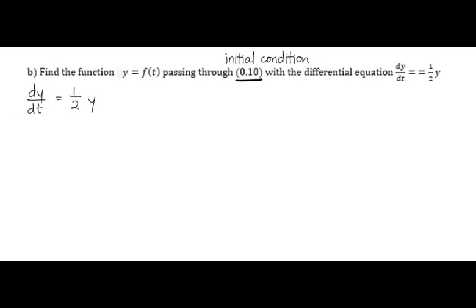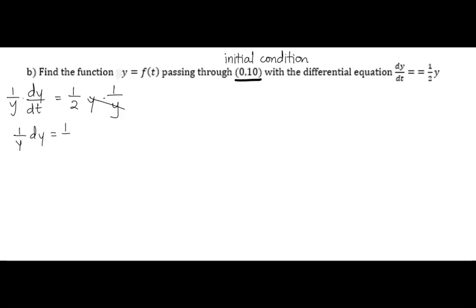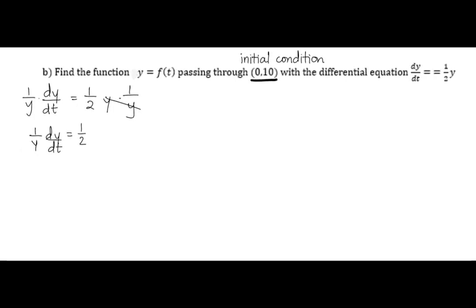So to do that, I'm going to put all my y's on the left side of the equation. I'm going to divide by y on this side, same as multiplying by 1 over y. So right now I have 1 over y dy is equal to 1/2. And that dy is still divided by dt on the left side. And I want to move that dt to the right side of the equation. So I now have 1 over y dy is equal to 1/2 dt. And now I'm going to integrate both sides of this equation.